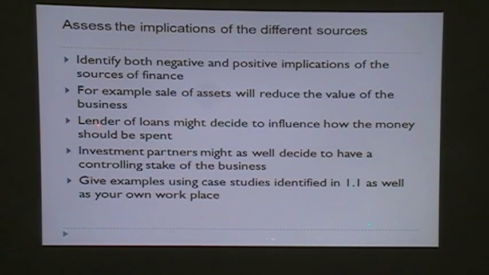Another example of the implication is the lender of loans might decide to influence how the money should be spent. We call that dilution of control. Investment partners in a partnership might as well decide to have a controlling stake of the business. Give examples using case studies identified in 1.1 as well as your own place of work to discuss the implication of the identified sources of finance you discussed previously.